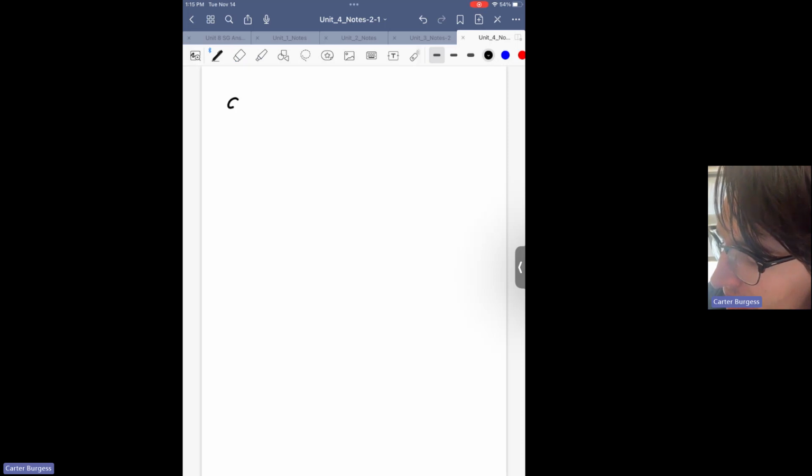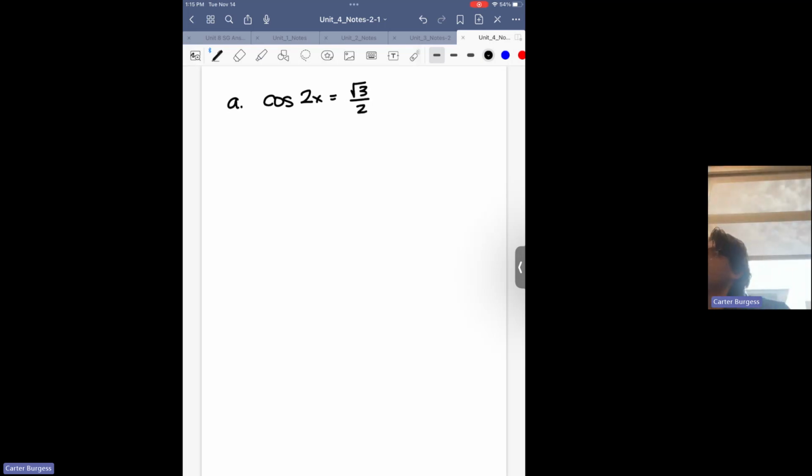Let's take a look at our spell work here. These problems, both fairly similar to what we were working with yesterday for number 3, although we'll see this second one has a little bit of a twist at the end, but we'll deal with that when we get here. Looking at A, this is cosine of 2x equal to the square root of 3 over 2.